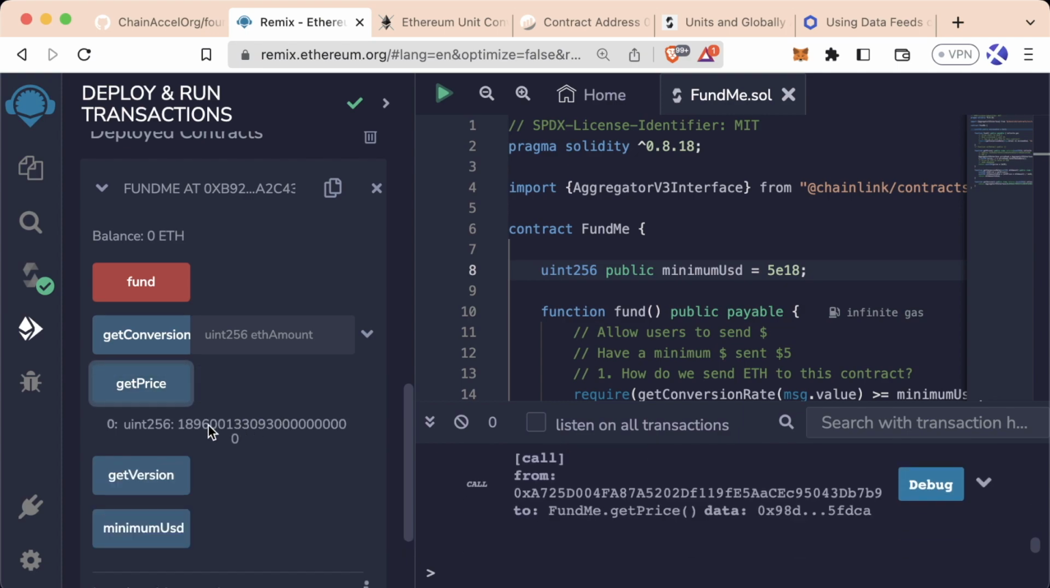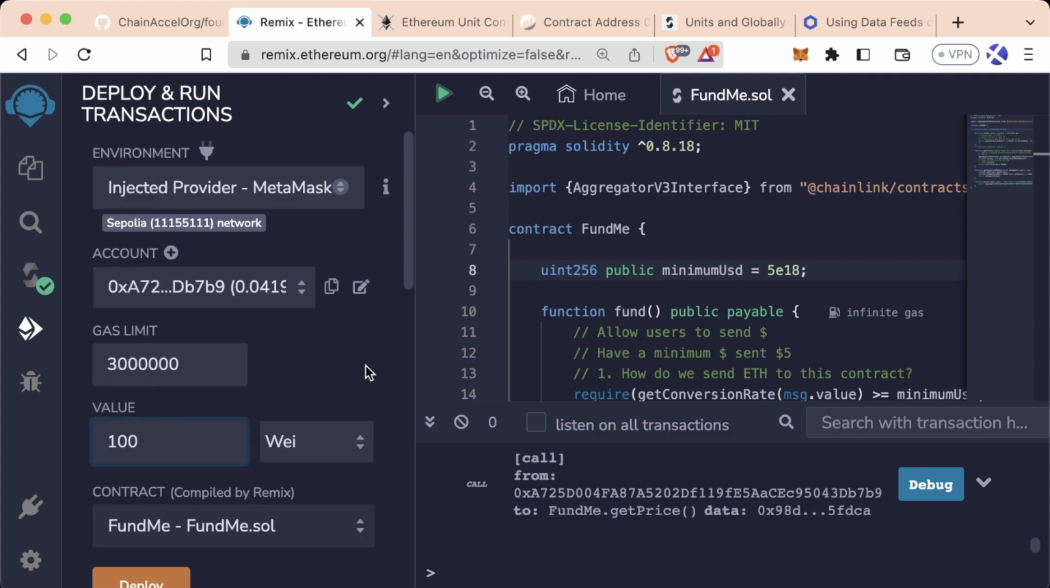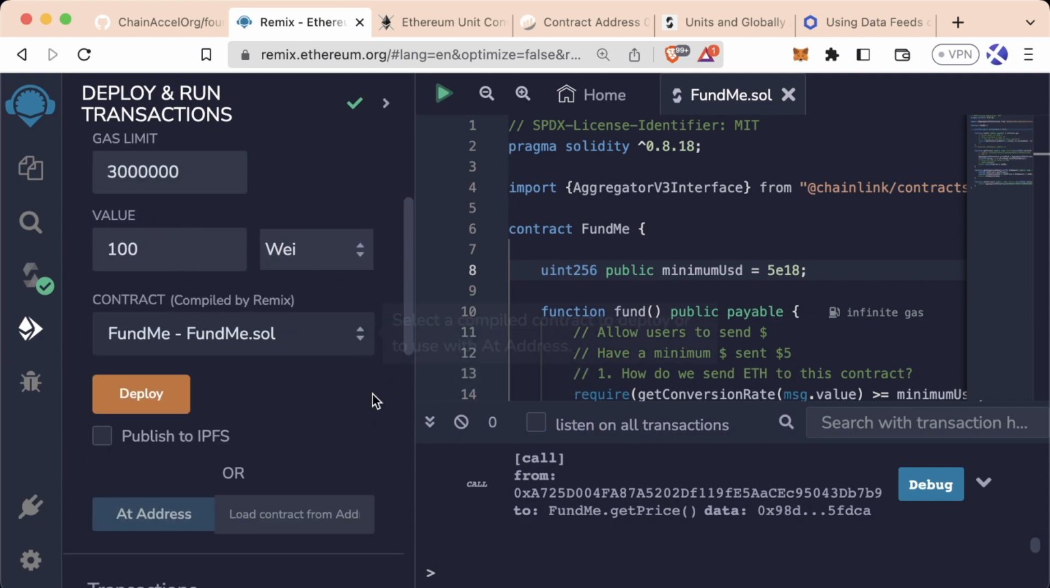We can call getPrice, and we can see the value of Ethereum right now is this, with 18 decimal places, which is awesome. So it's around $1,896. So if I were to try to fund this with maybe 100 wei, I know for a fact that 100 wei isn't going to be enough.